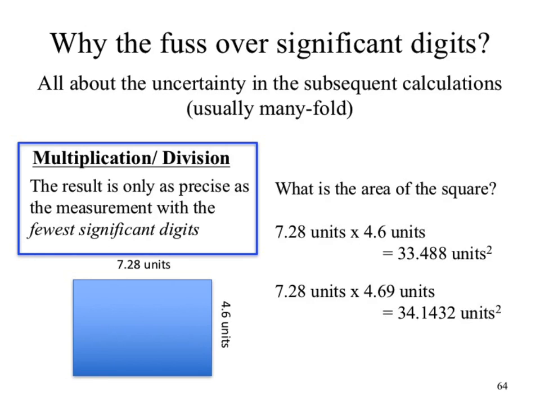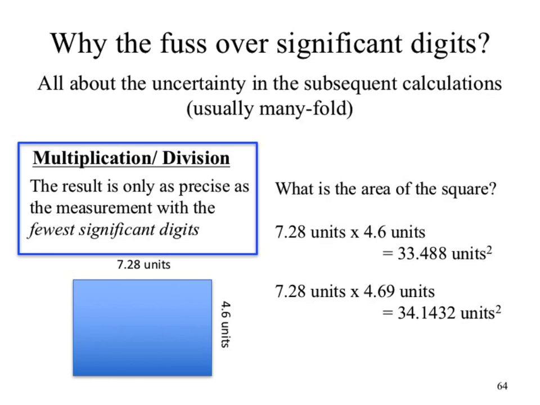Could you explain that again as far as why we knocked out the 48? Because our rule for multiplication division is fewest number of sig figs. When we look at our calculation, the first number, 7.28, has how many sig figs? 3. 4.6 has 2. Which has fewer, 2 or 3? 4.6, 2. So 2, which means my answer can only get reported to 2 sig figs. 33 is my answer. All right.